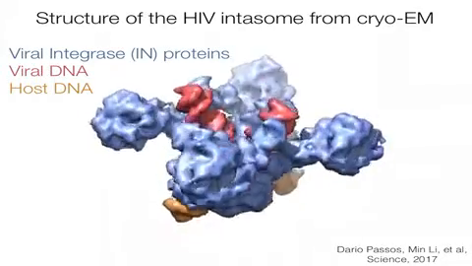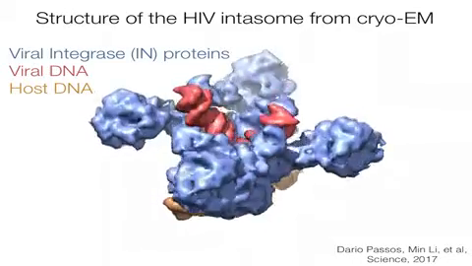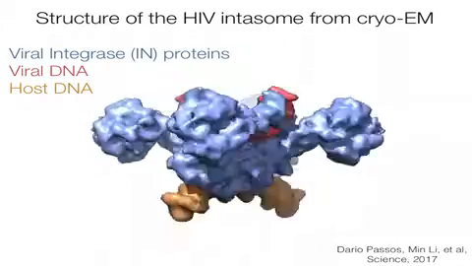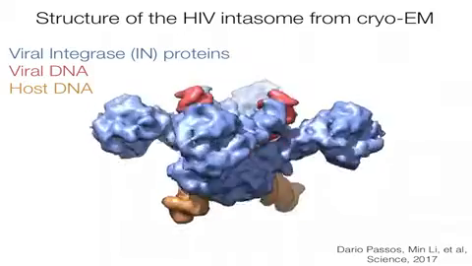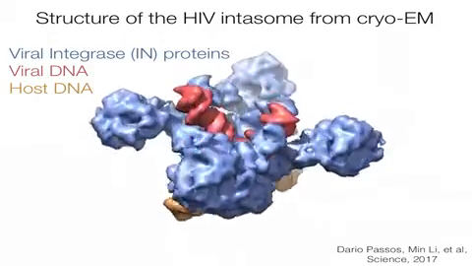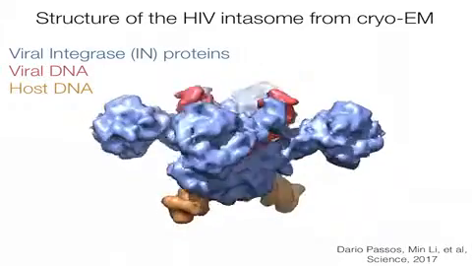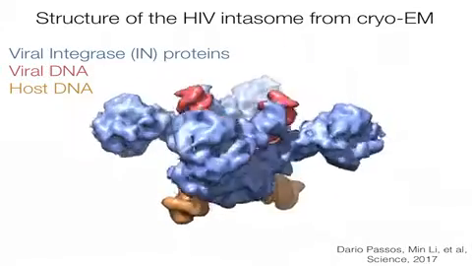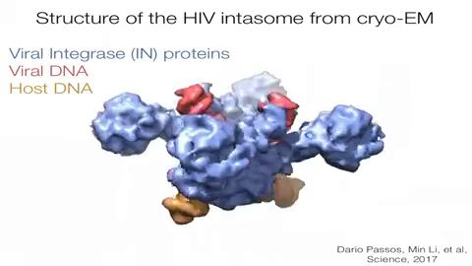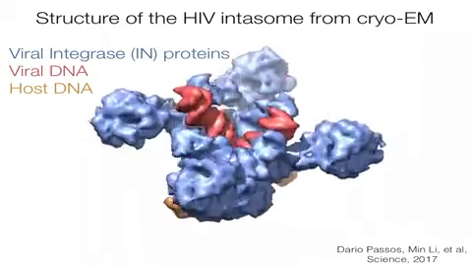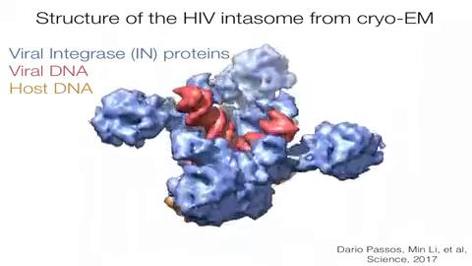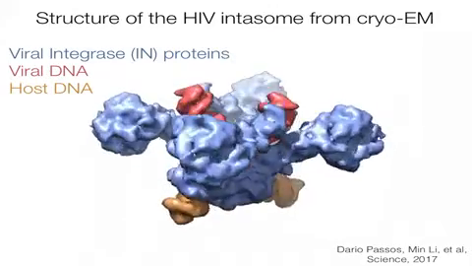And the DNA, in turn, is bound by multimers of viral integrase proteins. In this assembly, there are 12 integrase proteins that form an oligomeric assembly around the nucleic acid. There's actually a range in terms of the number of integrase enzymes that can assemble around the DNA ends, but a few of these really have to be conserved in order to form a functional intasome.